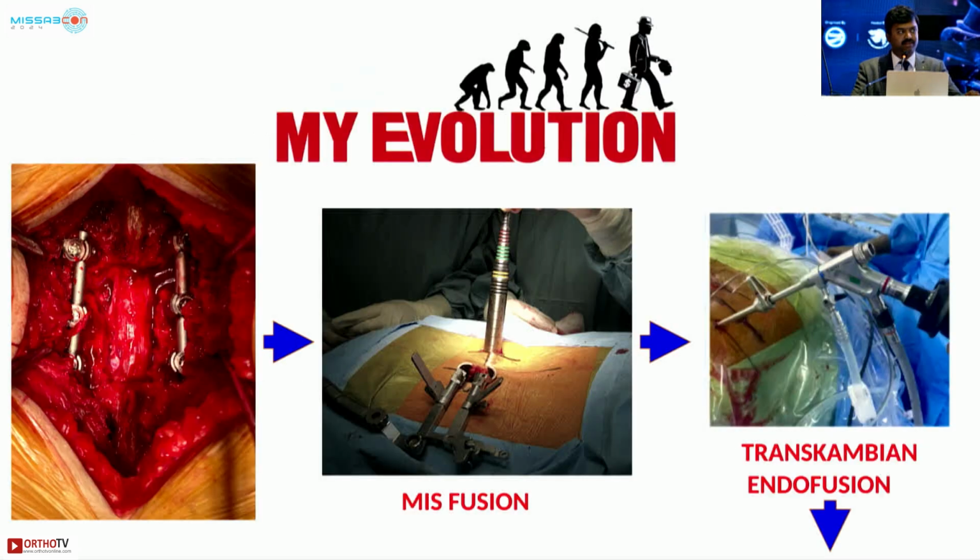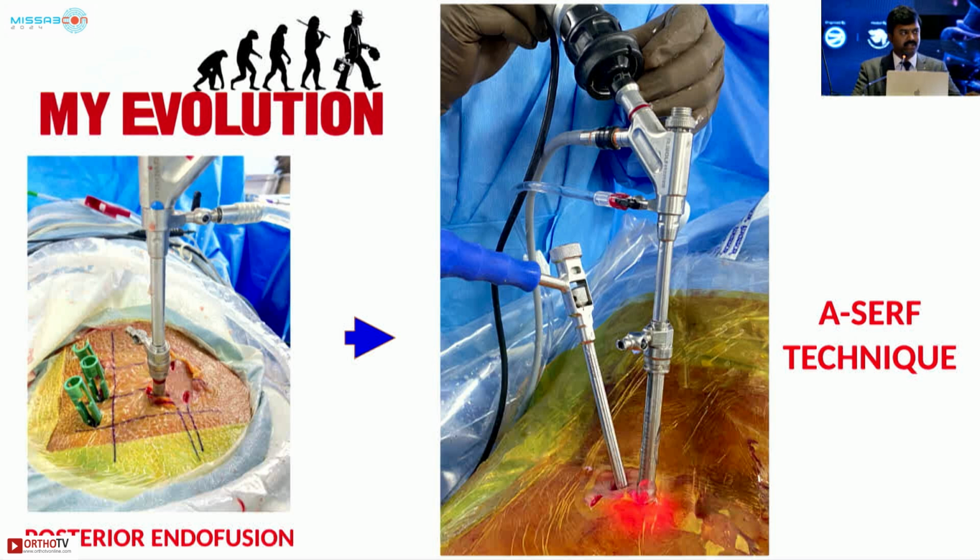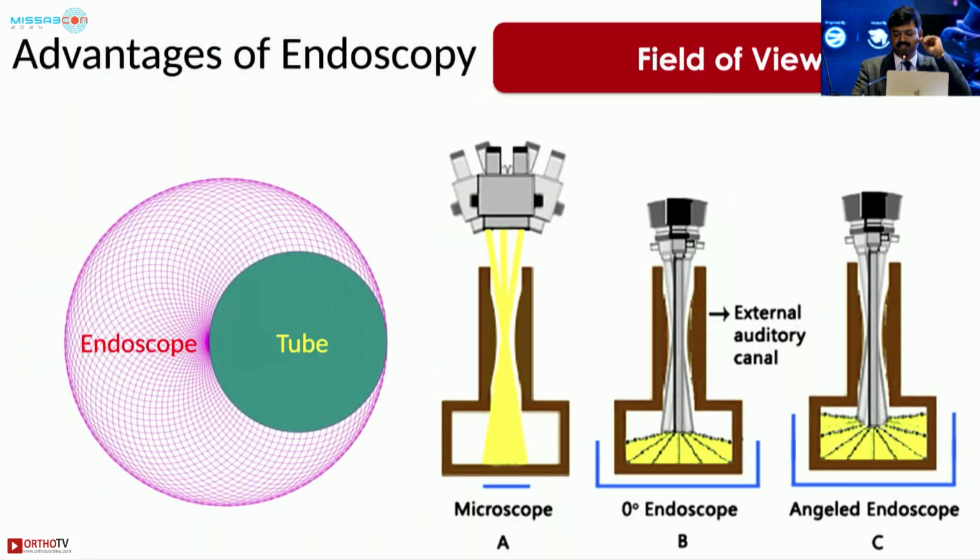It's my own evolution. I started with open surgery, then MIS fusion. I was happy with MIS fusion, but there were still some problems with it, so I learned transforaminal fusion. Then the posterior fusion, which we modified with small changes. We call it the A-SERF technique, which is Asian Spine Endoscopic En bloc Resection of Facet, which I will tell you about shortly.